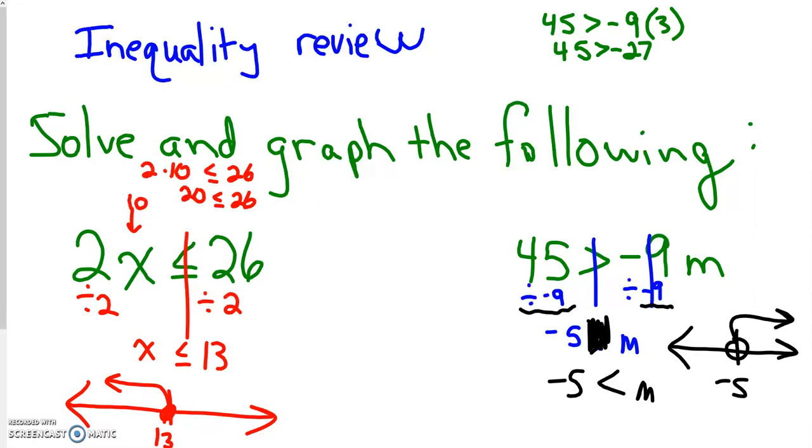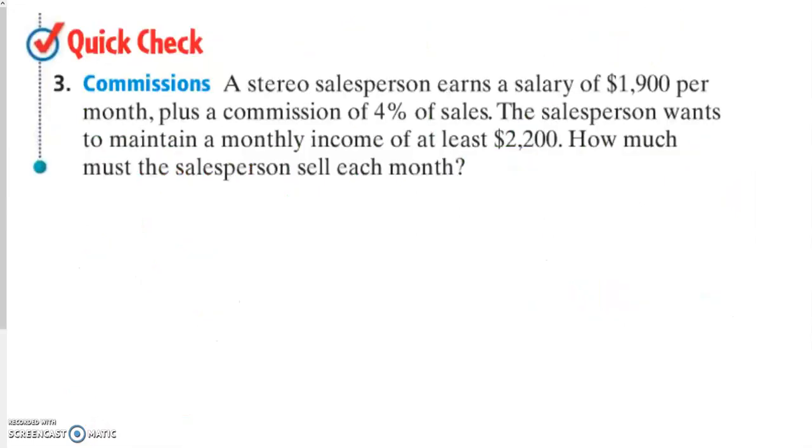Absolutely, that's right. So the whole point of doing this was to remind you that if you divide both sides of the inequality by a negative number, or if you multiply both sides by a negative number, you need to flip the inequality so it's pointing the other direction.